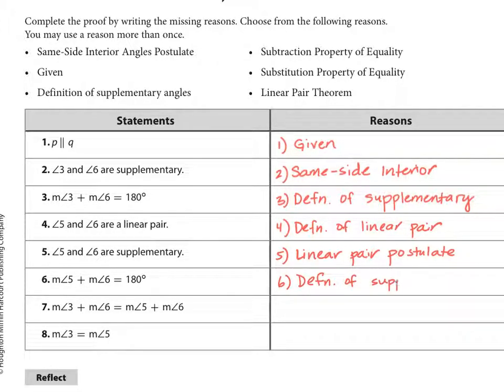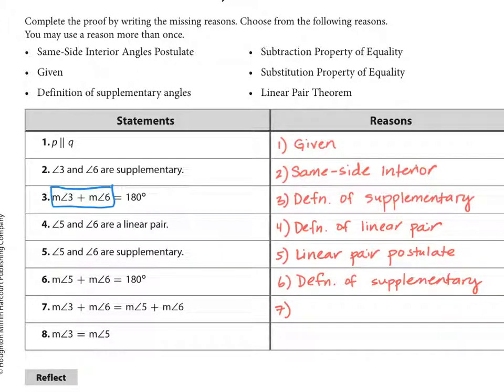Statement 7. This is a long proof. I know. Statement 7 then has this long equation. So let's try to figure out where this is coming from. Measure of angle 3 plus measure of angle 6 equals measure of angle 5 plus the measure of angle 6. When you see something like that, especially when you didn't come up with that statement, you want to look at the previous statements and see where it came from.